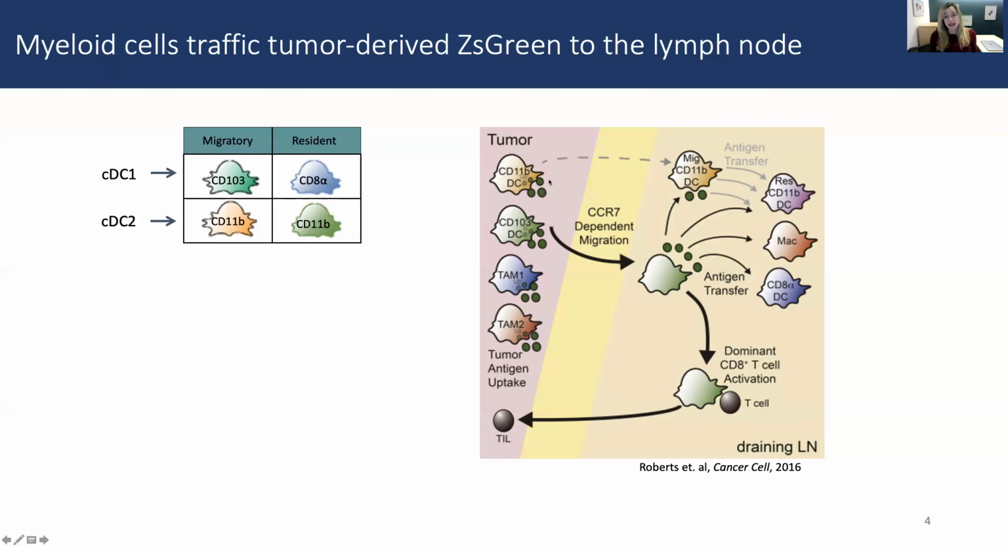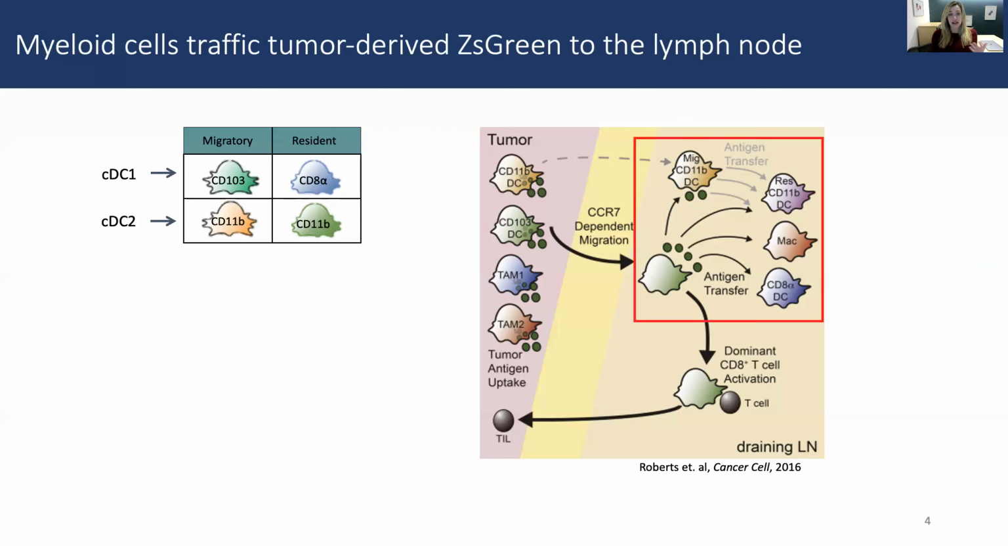What I mean by that is that when we were doing these studies using a fluorescent protein expressed within the tumor cells, you could find tumor-derived material being brought in by the migratory populations, but it wasn't simply restricted to migratory DCs. Instead, you could find fluorescent protein present in these resident DC populations. So resident CDC1s and resident CDC2s were positive for this green fluorescent protein, suggesting that antigen is shared with other cells once it arrives in the lymph node.